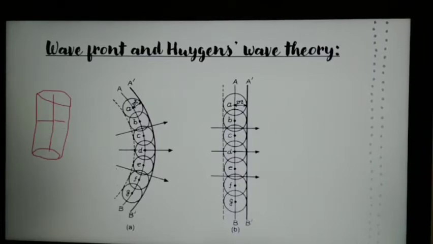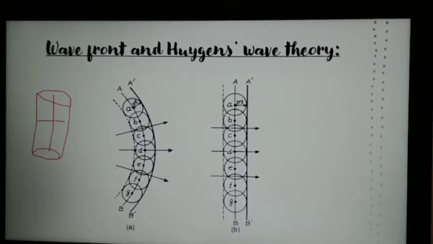Whether it is a cylindrical wavefront or a spherical wavefront, if you are considering an infinite distance from the source, that means a very large distance from the source, the wavefront will be a plane wavefront. So wavefront is the locus of all points vibrating with the same phase when light is traveling through a medium. Spherical, plane and cylindrical wavefronts are the three different kinds of shapes of wavefronts.